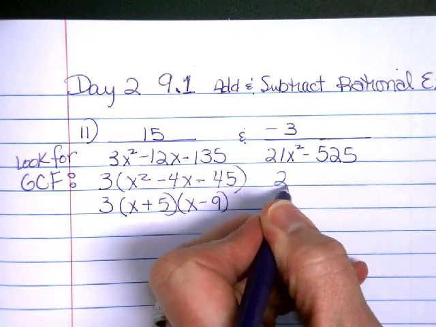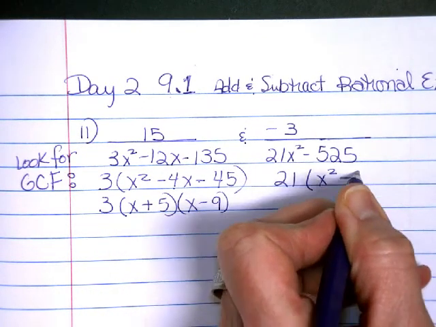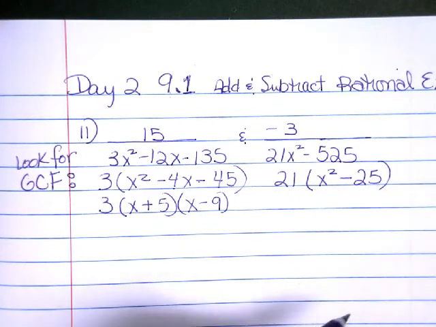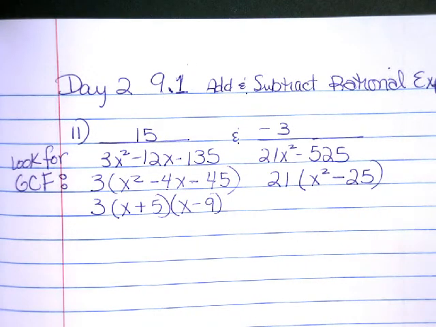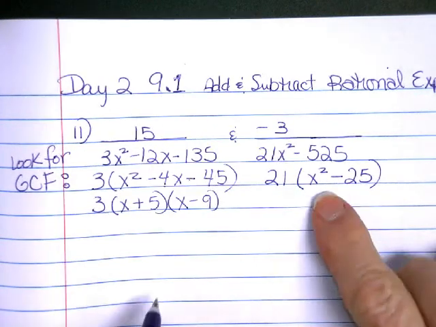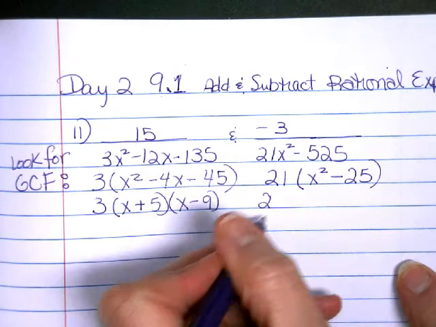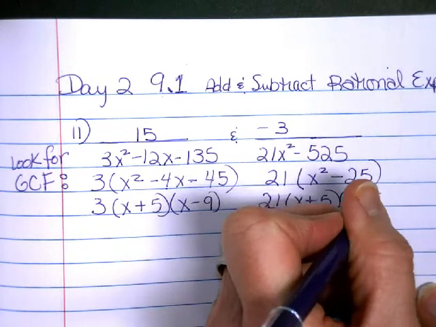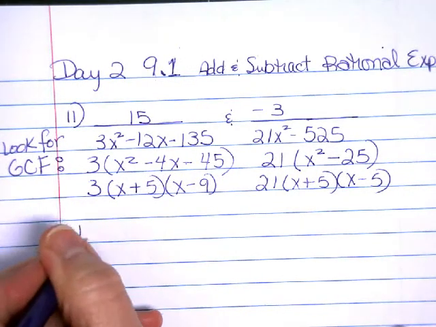Here we look for GCF. I did not know 21 goes into 525. Crazy, crazy, crazy. I would have never guessed 525 is divisible by 3 and 7. Crazy numbers. Always got to check them. So this guy is a difference of squares. Now we're all ready to follow the directions, find the LCD.